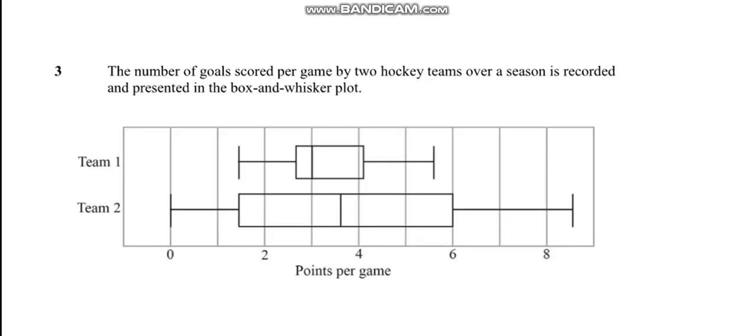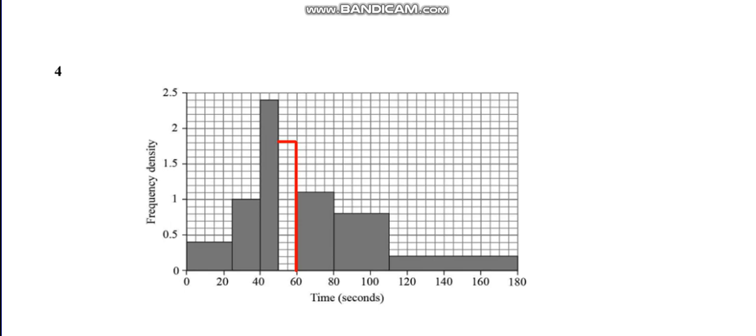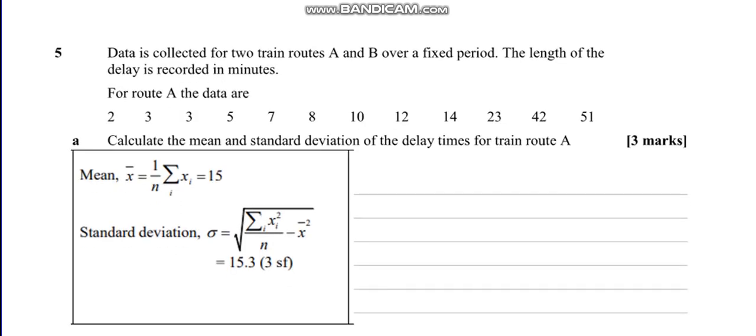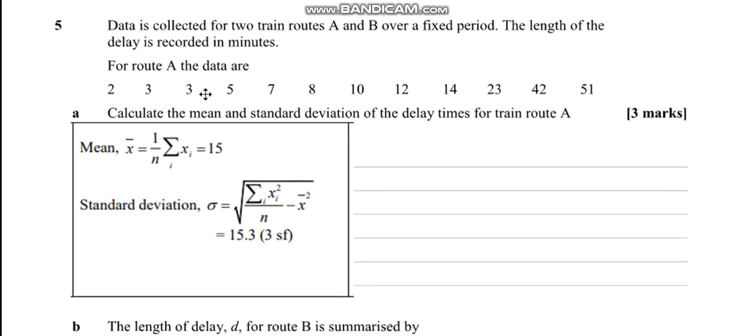Okay, so question 3, I'm happy that everybody got that one okay, so we'll skip through that one. And question 4, again, we'll skip because everybody got that one okay. Question 5 is the one that causes problems. So we've got this data here. Okay, and you're asked to find the mean and standard deviation. It's only 3 marks. You could do this longhand. You could add up all the values and divide by how many there are to find the mean, and then square each value, add them up, divide by n, and take away the mean squared. Or you could use a calculator.